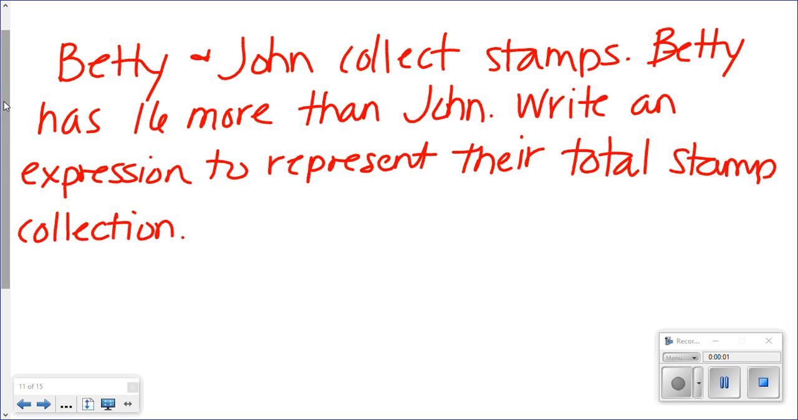Then your answers aren't going to make sense to you below. So you're probably going to want to write this very problem in your notebook. Betty and John collect stamps. Betty has 16 more than John. Write an expression to represent their total stamp collection.